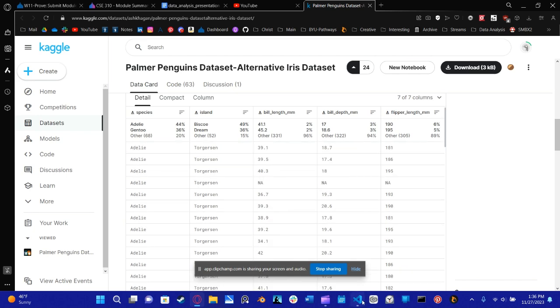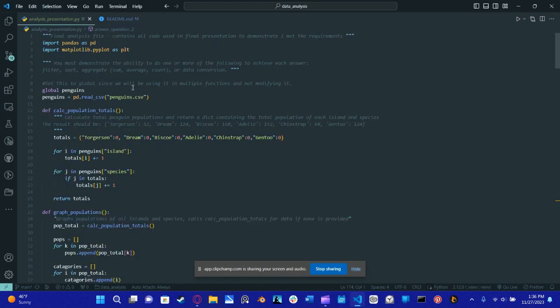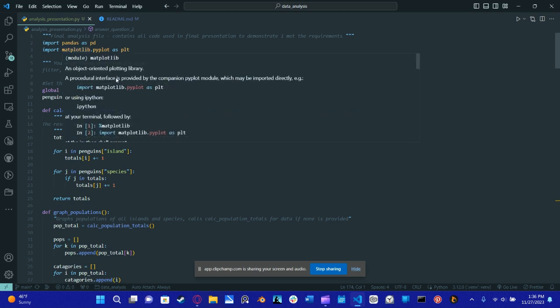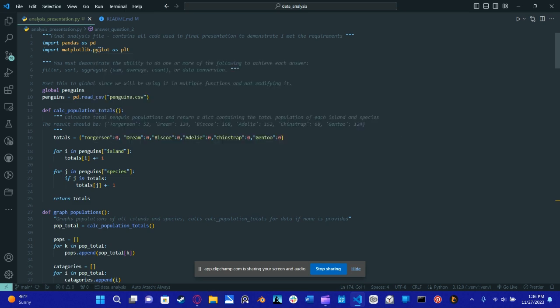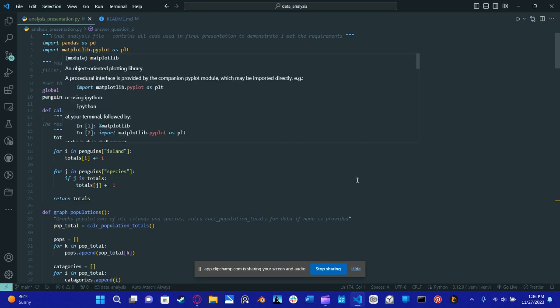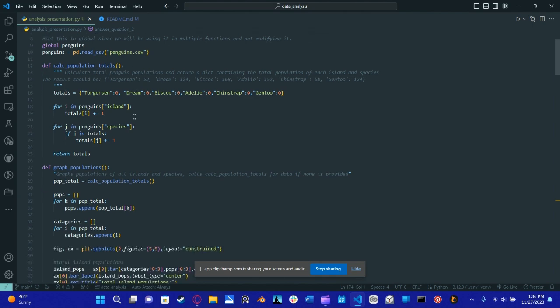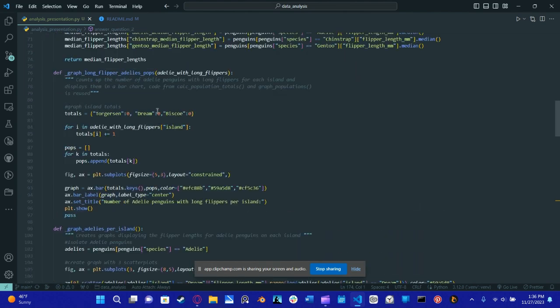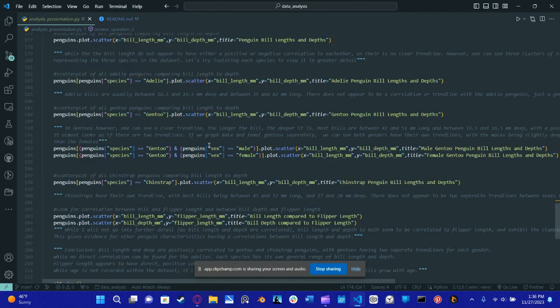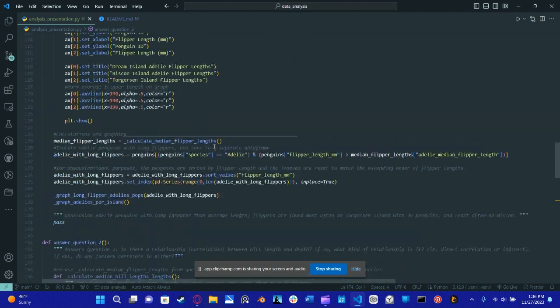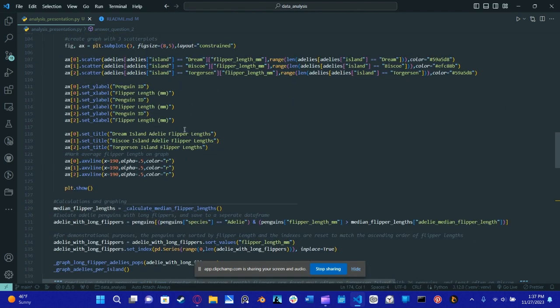To analyze this, I used Python as the programming language, and the pandas and matplotlib libraries, especially the pyplot module of matplotlib. This is the final analysis file, analysis_presentation.py, which contains the primary analysis code and will create all the graphs and the final graphs I use to analyze and visualize the data.